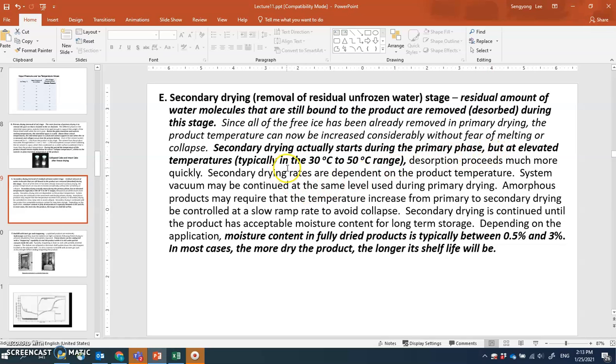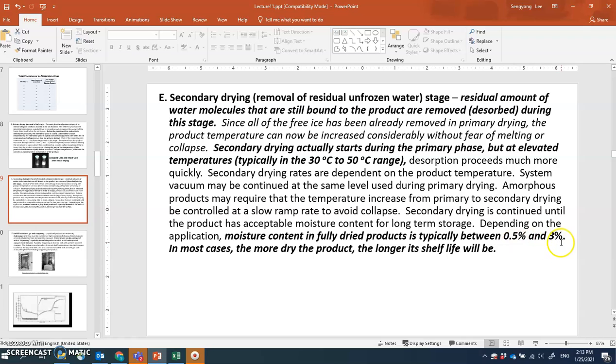It's typically done at maybe 30 to 50 degrees Celsius, above the melting point, to remove more water during this time. So the moisture content in the fully dried product, once it's all dried, is typically less than 0.5 to 3%.